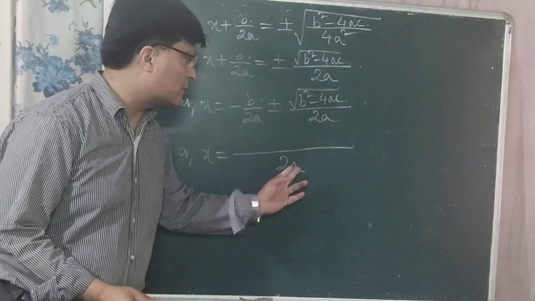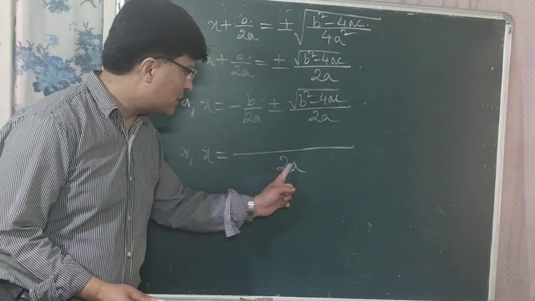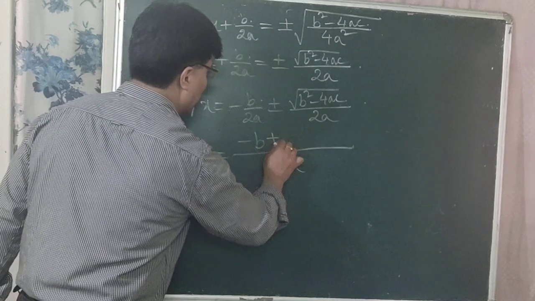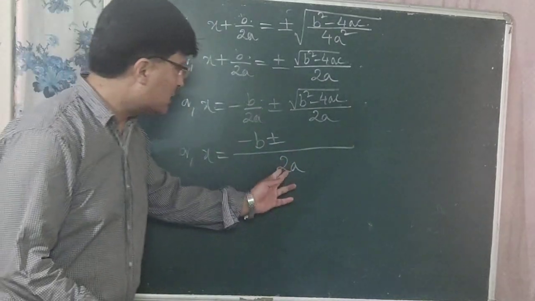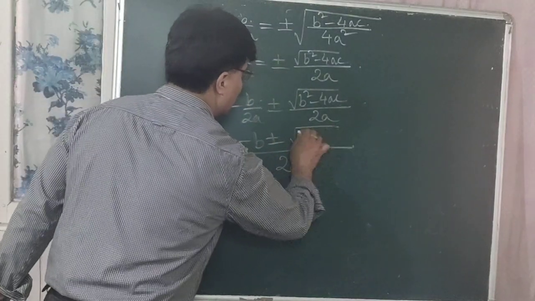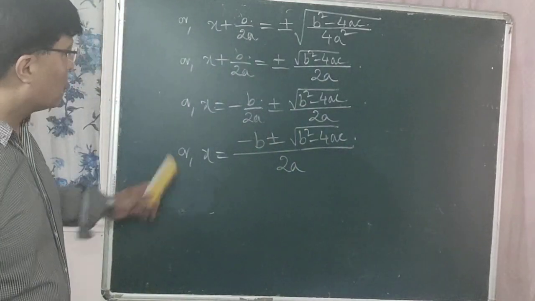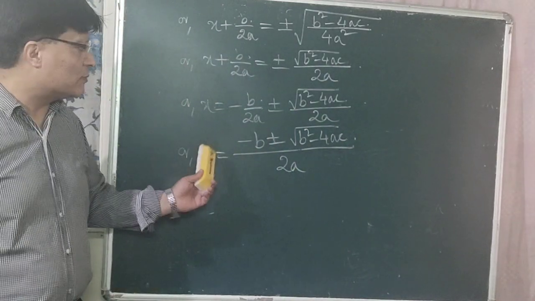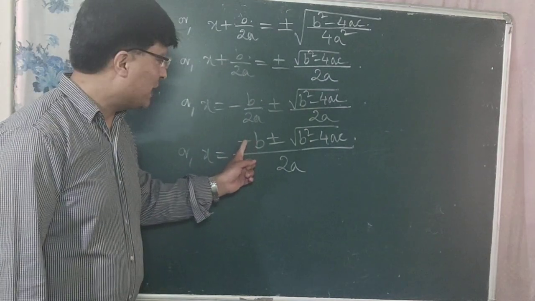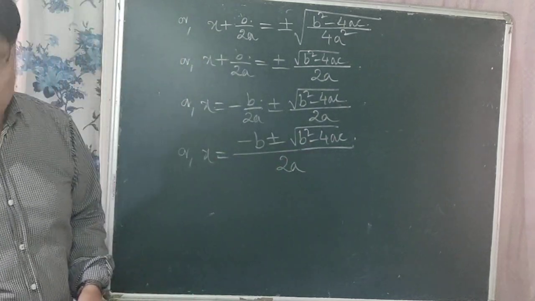So what is the LCM of 2a and 2a? It is 2a. Now divide this LCM by 2a. Dividing the LCM 2a by 2a gives one time. So 1 into minus b plus minus. Again this LCM should be divided by this 2a, giving 1. So 1 into root over b square minus 4ac. So we have got the value of x in terms of a, b and c, which is x is equal to minus b plus minus root over b square minus 4ac whole divided by 2a.